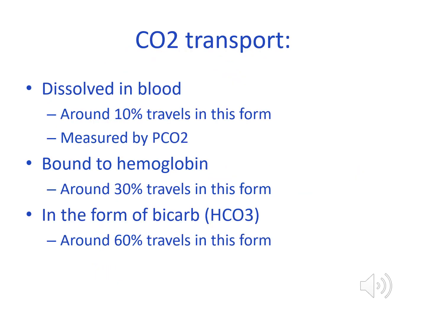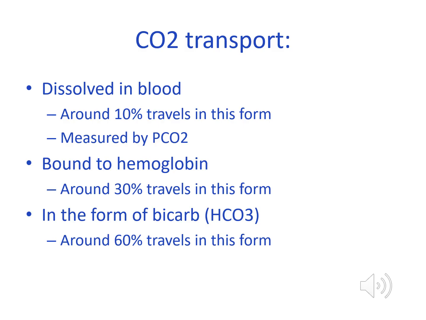What about how carbon dioxide travels in the blood? Carbon dioxide can actually travel in three forms. First, it can travel dissolved in the blood. That's what we're measuring when we measure the PCO2, or the partial pressure of carbon dioxide in the blood, and about 10% of the carbon dioxide does travel in that form. Carbon dioxide can also travel attached to hemoglobin, and about 30% of the carbon dioxide travels in that form.